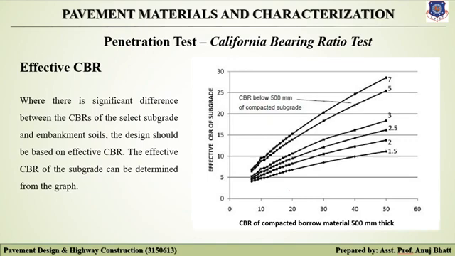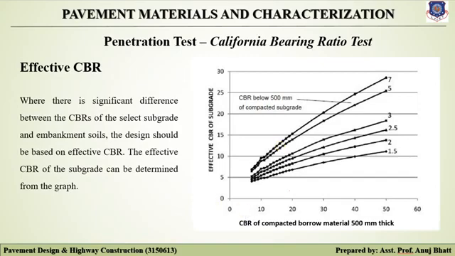The graph is about the effective CBR of the subgrade value and the CBR of compacted bottom material for a 500 mm thick layer or 500 mm thick embankment soil. So now if one value is around 16 and one value is around 20, then at the 16 value and the 20 value, the value which is shown will give the effective CBR value, and that we have to consider for the final CBR value.